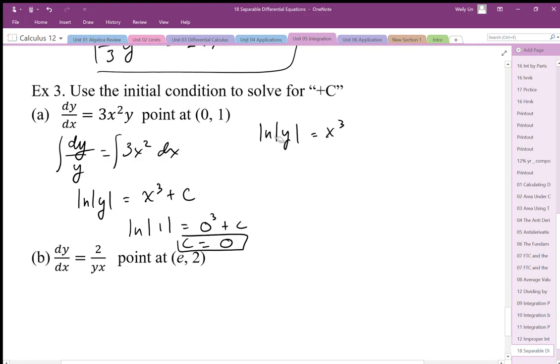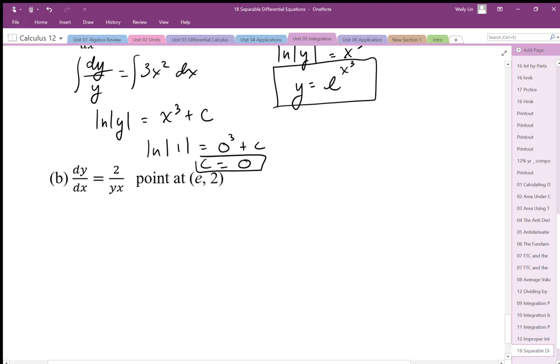This specific equation passes through that point. If I want to write this with a y equals, I end up with this equation. And again, if you want to confirm, x is 0, y is 1, yeah, that is a specific solution that will pass through that point. Okay, so the same thing here, we'll look at this. We're going to separate and integrate.